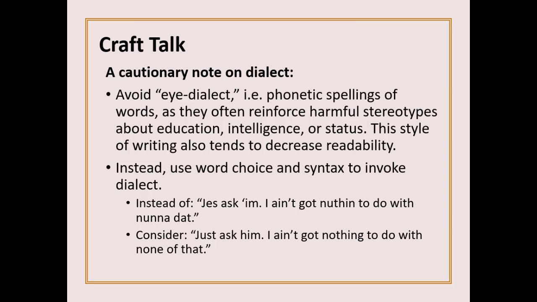So instead of writing this first line here, "Just ask him, I ain't got nothing to do with none of that," consider writing it "Just ask him, I ain't got nothing to do with none of that." They actually sound very similar, spoken out loud. And there's enough voice and unique word choice in the second one, in the syntax of that second sentence, to make it unique. So we have the word ain't, we have triple negatives going on in the sentence. There's a lot of uniqueness in that second voice without having to mess with the spellings and make it difficult to read.